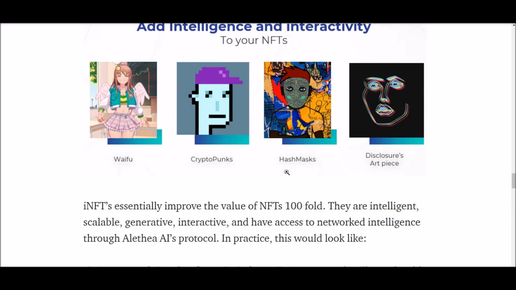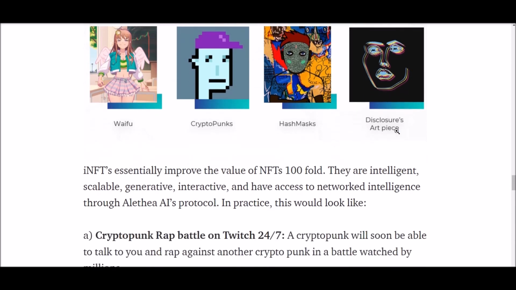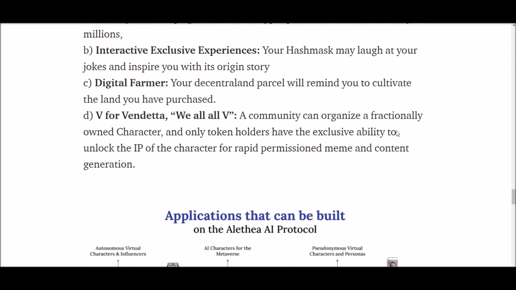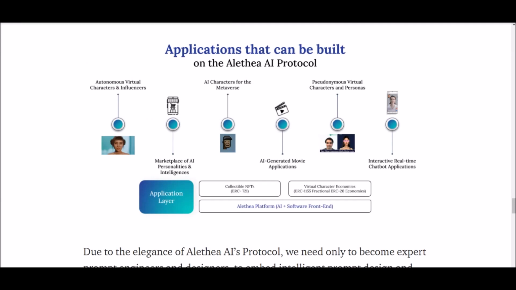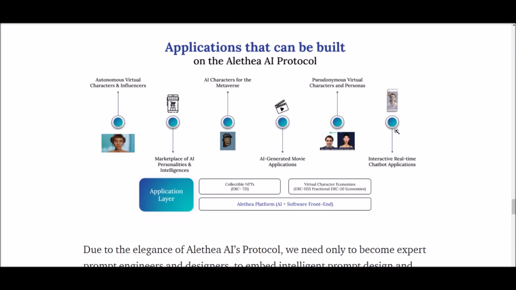Or you could have a hash mask that listens to your jokes and inspires you with its origin story, or your Decentraland parcel could be able to remind you to cultivate the land after you've purchased it. So in the end, any ERC-721 or ERC-1155 token can be turned into an iNFT by linking it to an AI pod using Alethea AI's protocol. Once the existing NFT is linked with the AI pod, it becomes an iNFT on any application built on top of Alethea AI's protocol, such as the Alethea AI platform. Outside of those applications, the NFT remains unchanged.